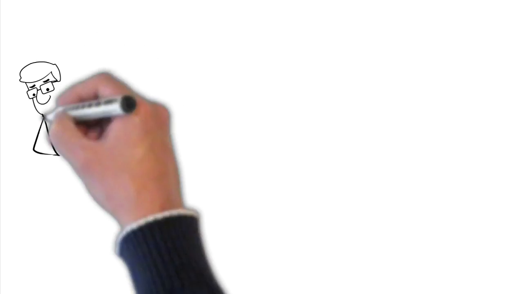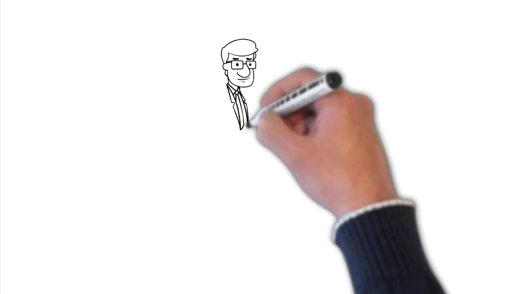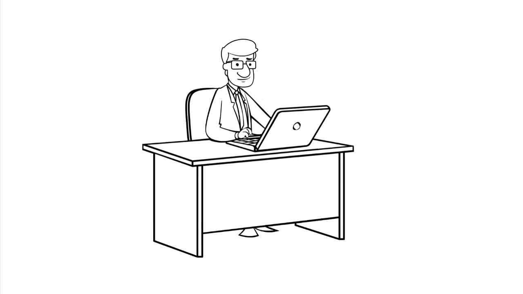Let me ask you a question. How would you describe your contract management system? Disorganized, outdated, understaffed, manual, and inefficient, non-existent? Well, if you said anything other than a streamlined, automated machine, you've come to the right place.